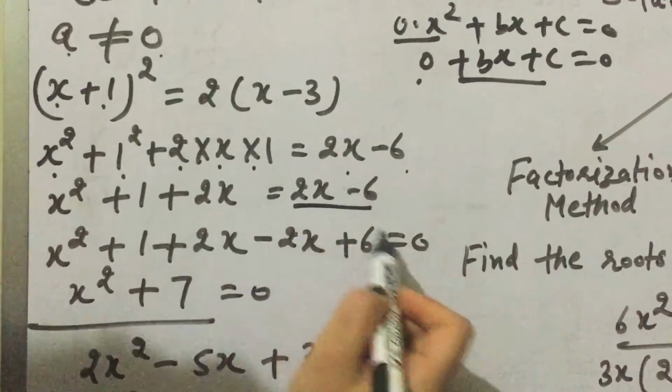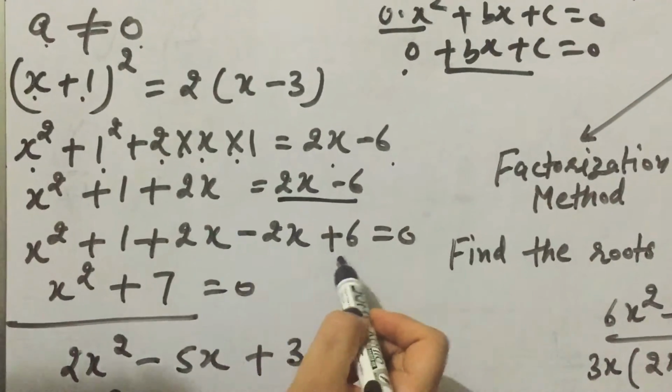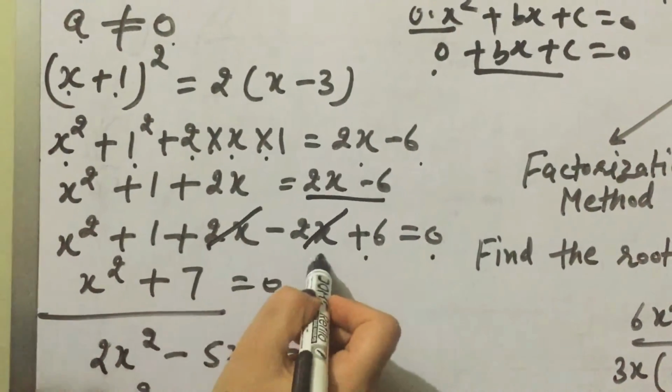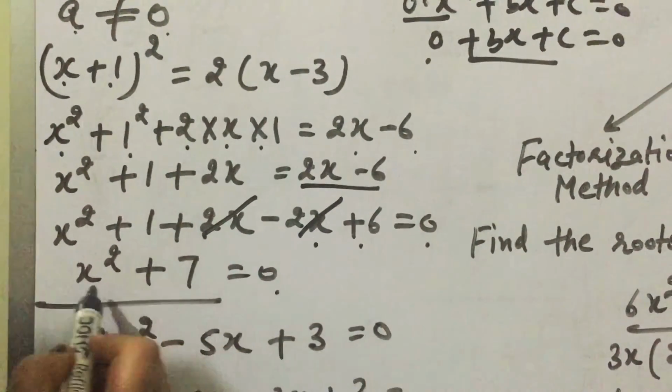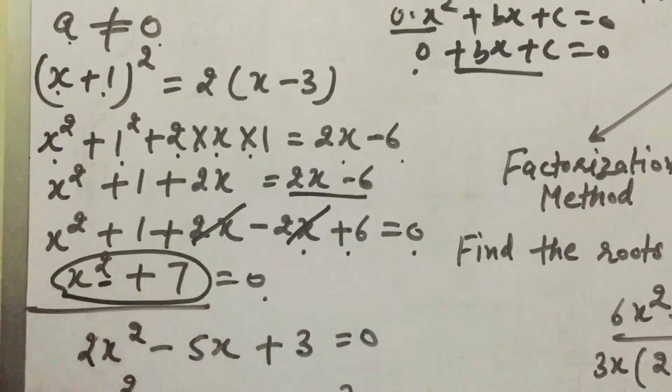Move 2x minus 6 to this side, we get x square plus 1 plus 2x minus 2x plus 6 equal to 0. This is plus 2x, this is minus 2x, it will be cancelled. What is left? x square plus 7 equal to 0. So the highest degree here is 2. So it is a quadratic equation.